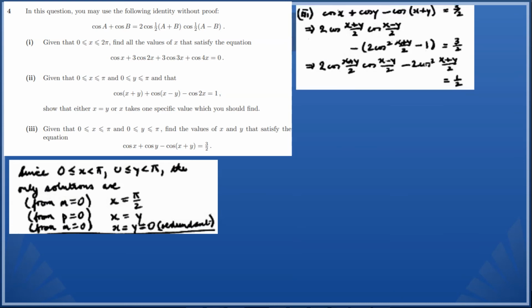Let's move on to part 3. Now we need to find values x and y that satisfy the equation cos x plus cos y minus cos(x plus y) equals 3 over 2. So, that gives you the first bit.